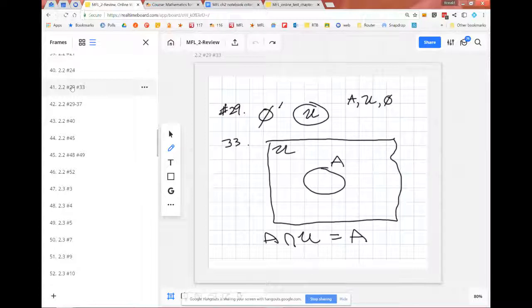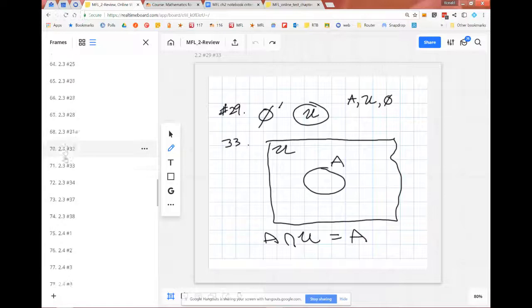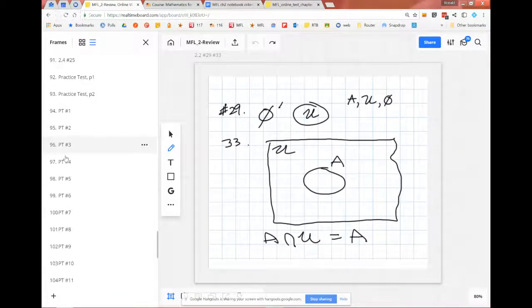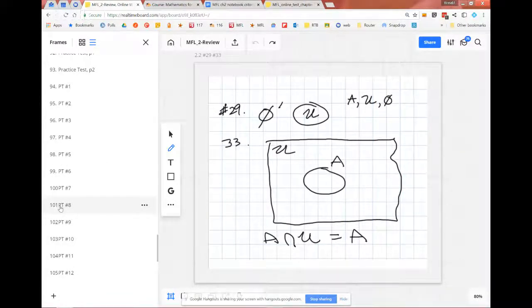Could we possibly go over 8 and 9 of the practice test? I think I understood it, but I was confused about why there was a darker shaded area and a lighter shaded area.